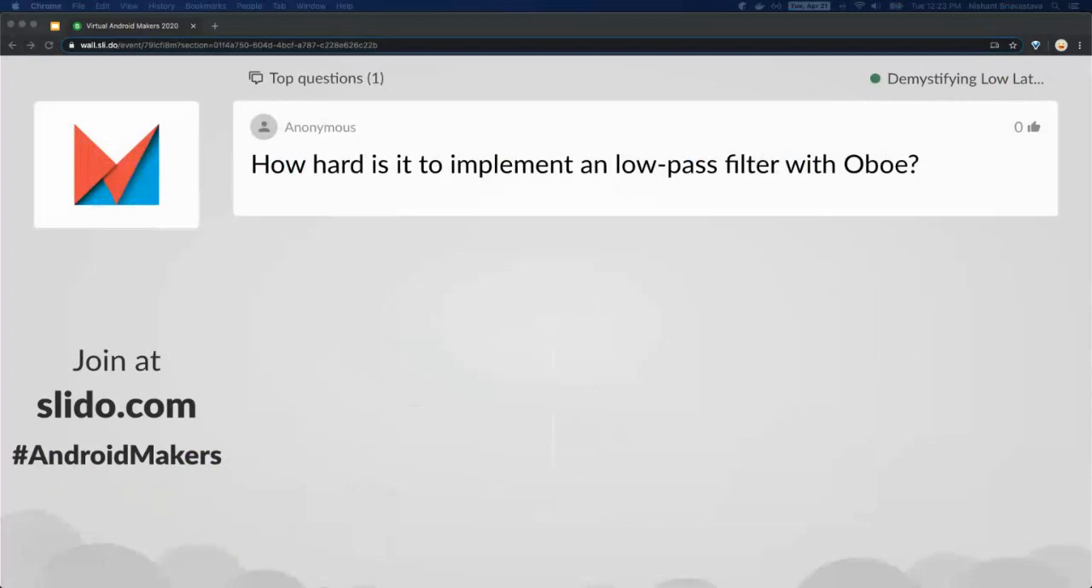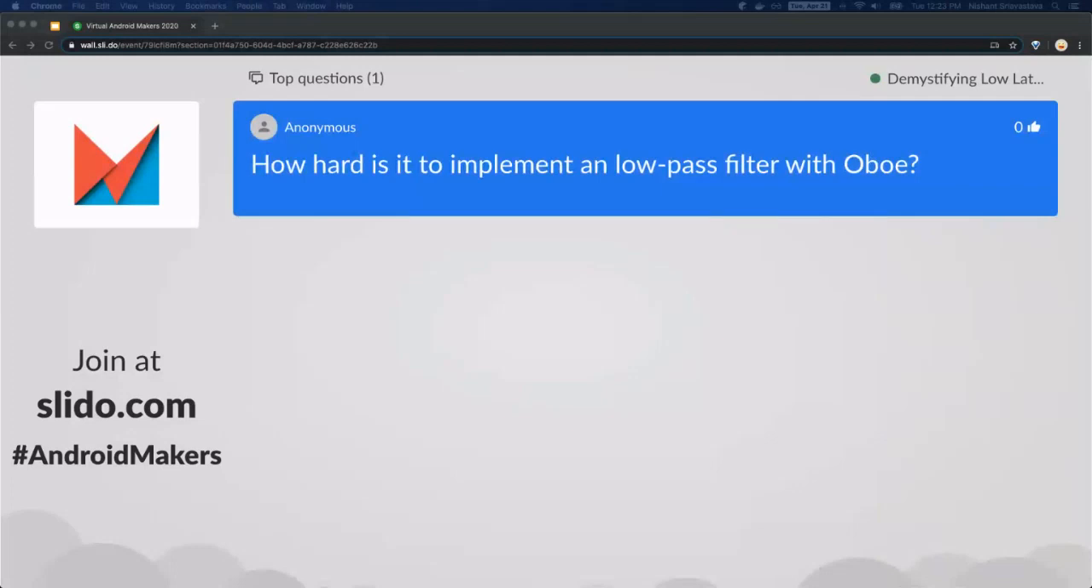Okay, so we have a question. How hard is it to implement a low pass filter with Oboe? Keep in mind that Oboe in general is just handling the API level code for you. It's not going to be doing things related to creating effects or filters, because the things that you're talking about don't need to care about what Oboe does. Oboe is simplifying how you access the input and the output.